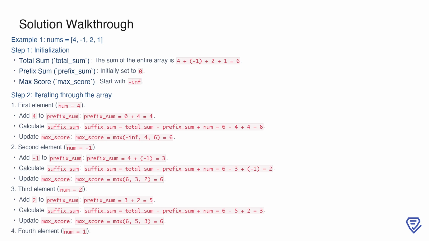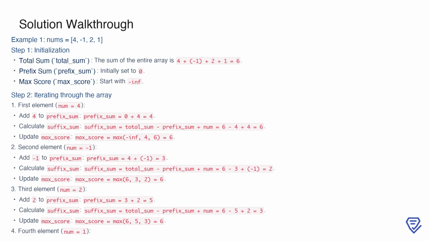Moving to the second number, -1, we add it to the prefix_sum, resulting in 3. The suffix_sum is recalculated as 2, and comparing prefix_sum, suffix_sum, and max_score, the maximum remains 6, so max_score stays unchanged. Next, for the third number, 2, the prefix_sum becomes 5, and the suffix_sum is 3. Again, the maximum remains 6.